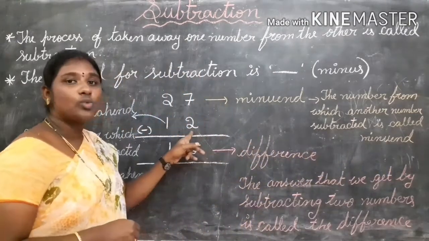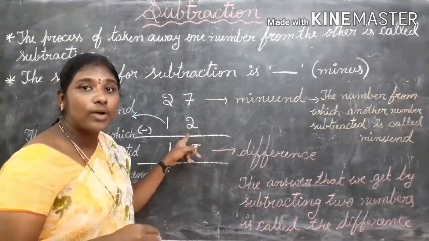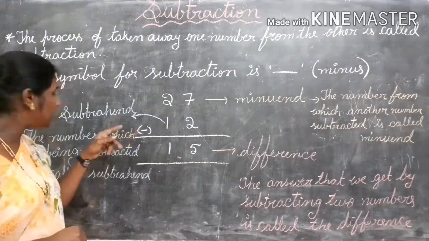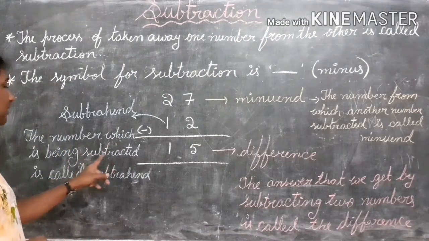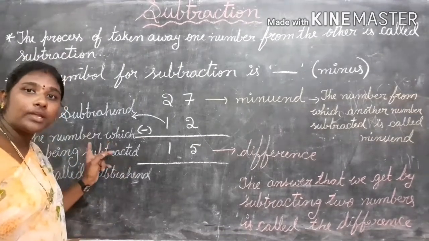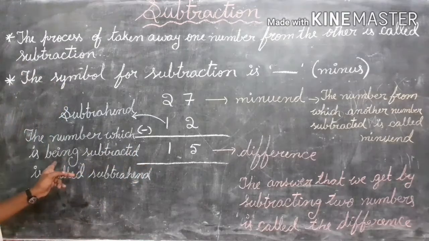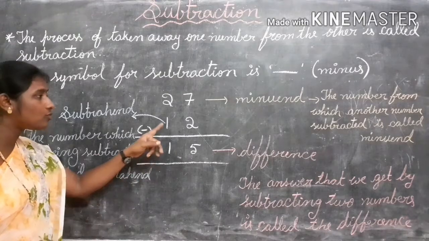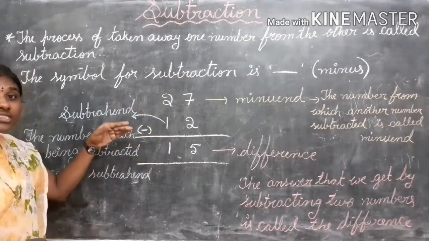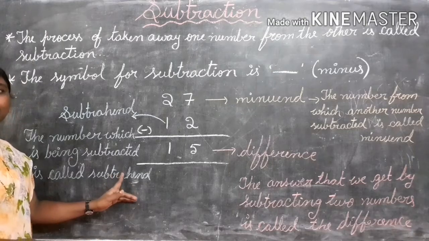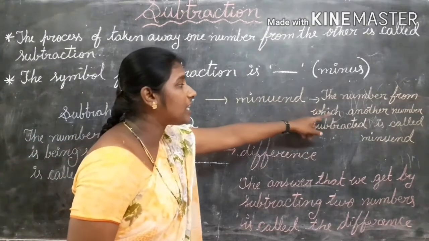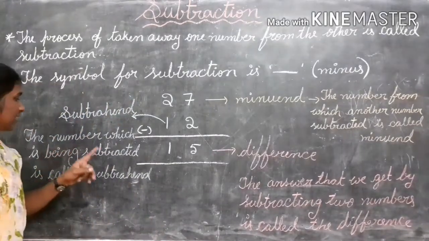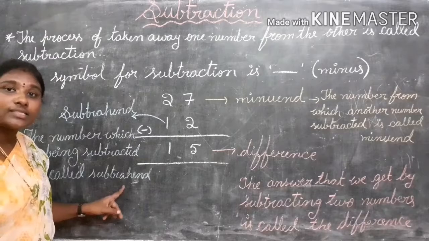Next, this 12 I gave to Harish. The 12 is called the subtrahend. The subtrahend means the number which is being subtracted. Here, which number do we subtract? 12. The number which is being subtracted is called the subtrahend. The number from which another number is subtracted is called the minuend.